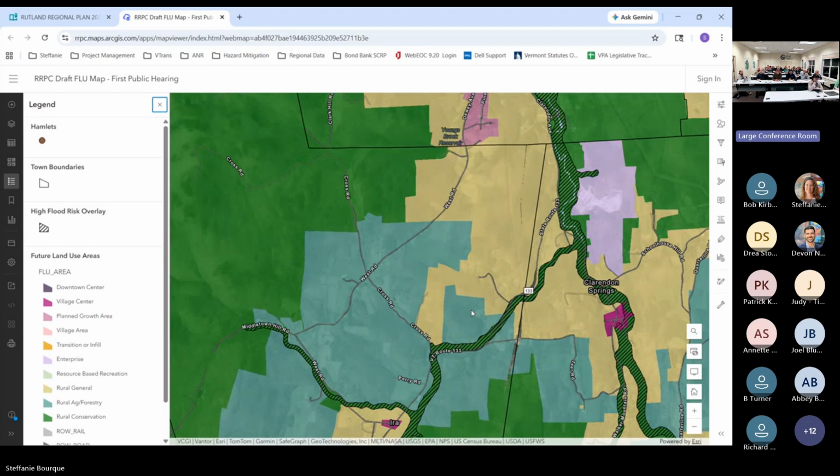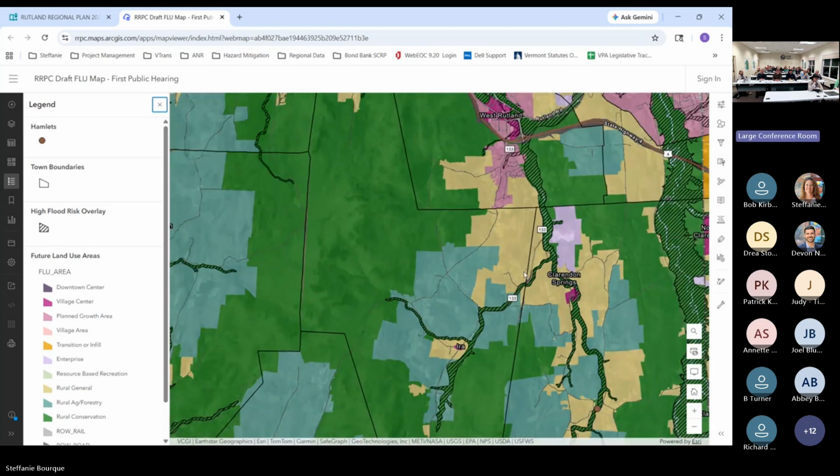And it gives you, can't you see parcel lines as you zoom in? You should be able to, if not, if you go to the layer, it will toggle. Oh, yeah, I'm not doing that right now.